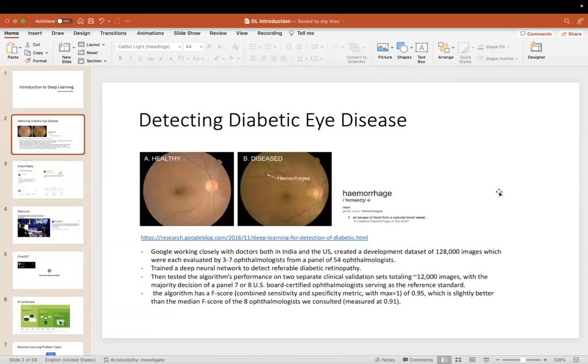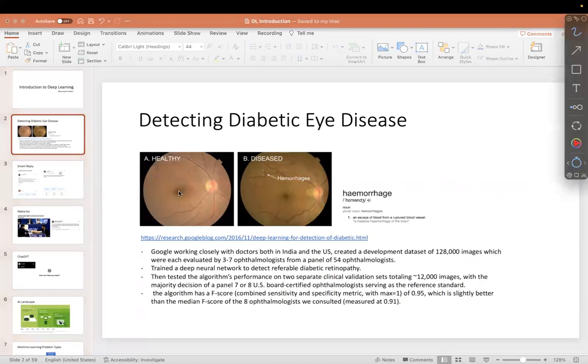I saw this case study, detecting diabetic eye disease, right? The only way to detect the diabetic condition in the eye is to go to an ophthalmologist, take a retina scan and show it, and the doctor will say, okay, this is suffering from this condition and not that condition, isn't it? So they built a deep learning model to automatically detect this condition. Their accuracy was 0.995 compared to the typical ophthalmologist score of 0.91. So they actually detect it better.